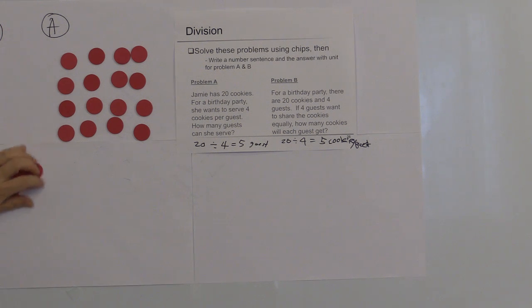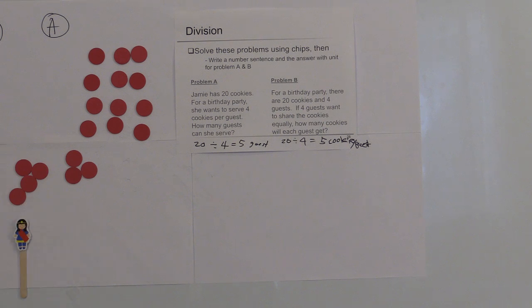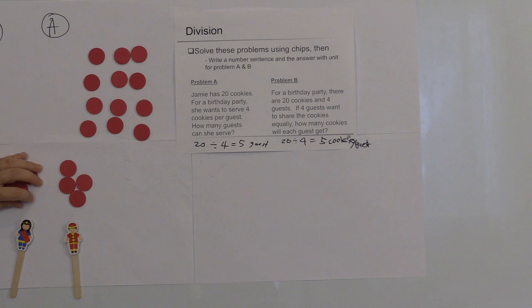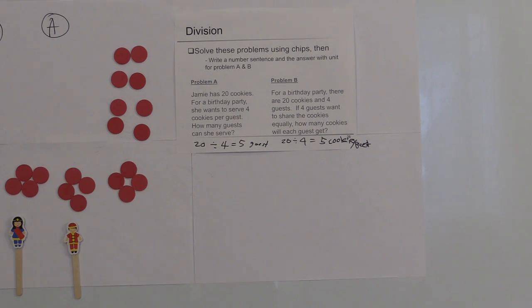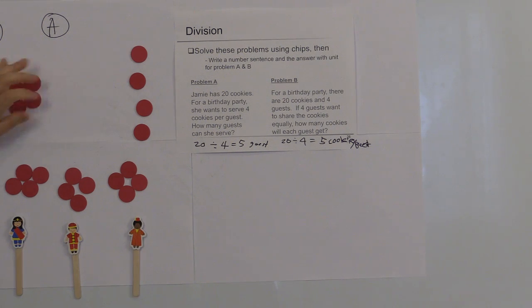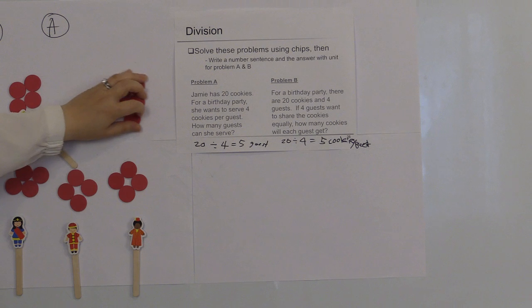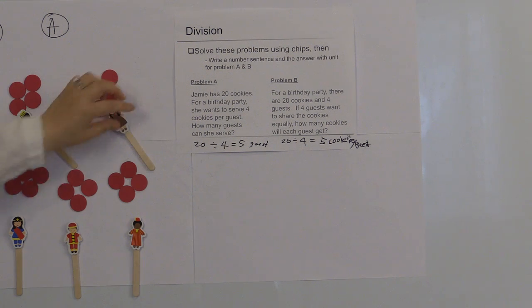So I know that 4 cookies go to 1 guest. Guest 1. Another 4 cookies go to guest number 2. Do you see how I solve the problem? They can take away 4 at a time because I know that each guest will have 4. My question is how many groups can I have? Another 4 cookies, I'm going to have a 3rd guest. Another 4 cookies, I'm going to have a 4th guest. Another 4 cookies, I'm going to have guest number 5.